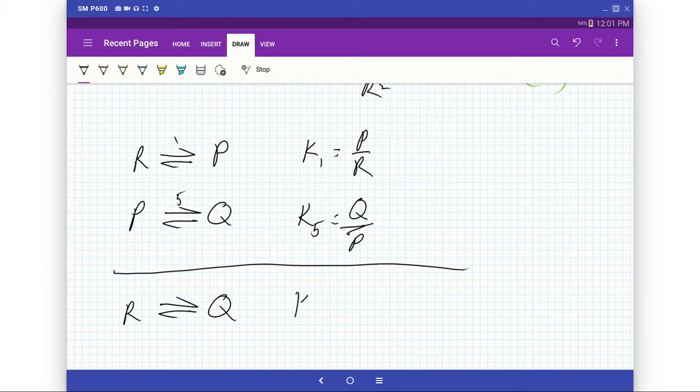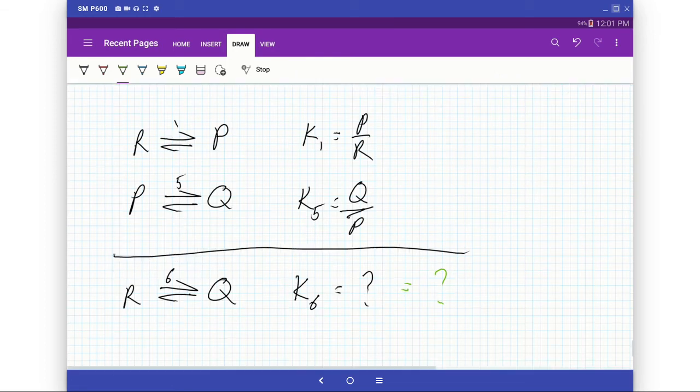What I want from you is what is K6 and how does it relate to the other equilibrium constants? What is K6 equal to, and how does it relate to the reactions above? You can use the chat, or you can use the talkie thingy.